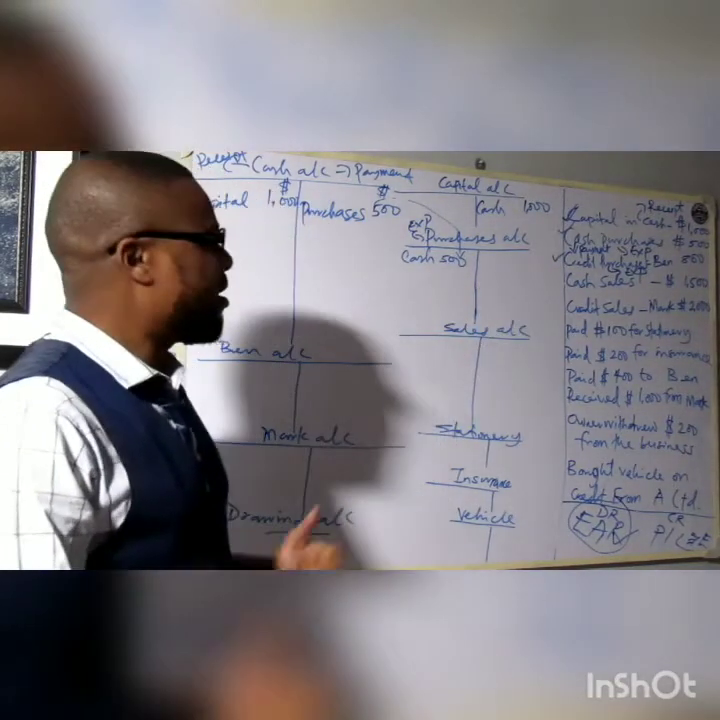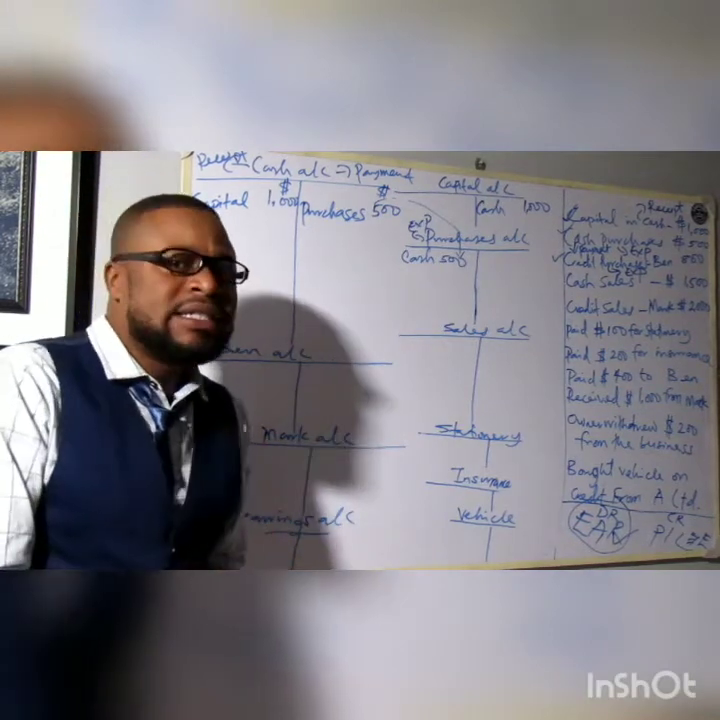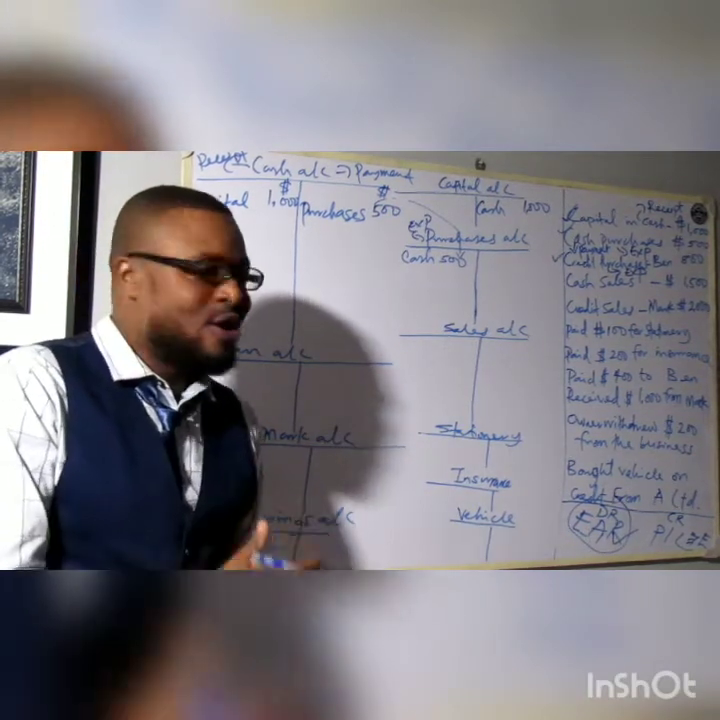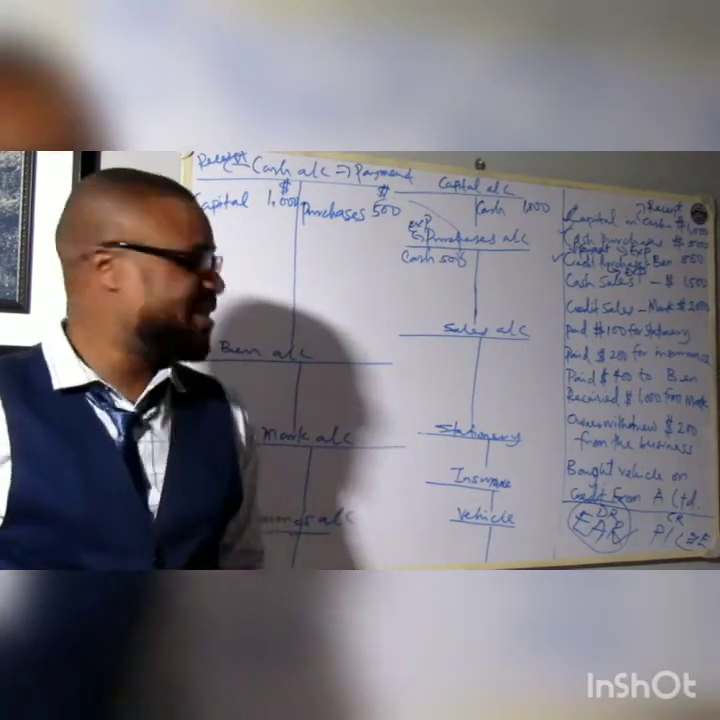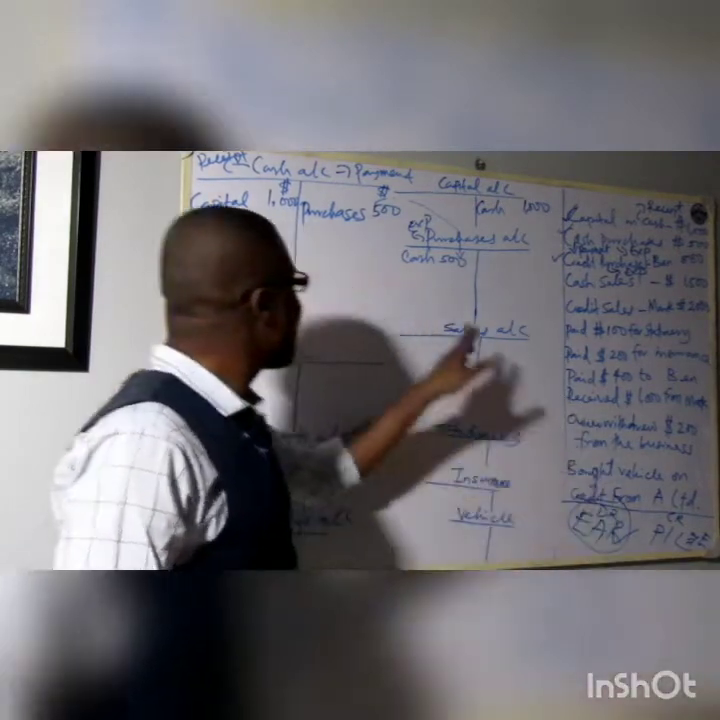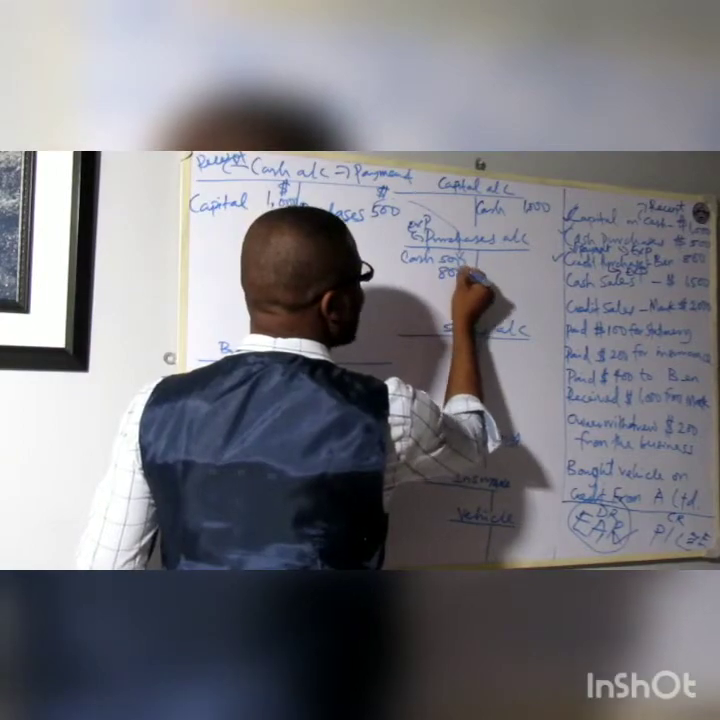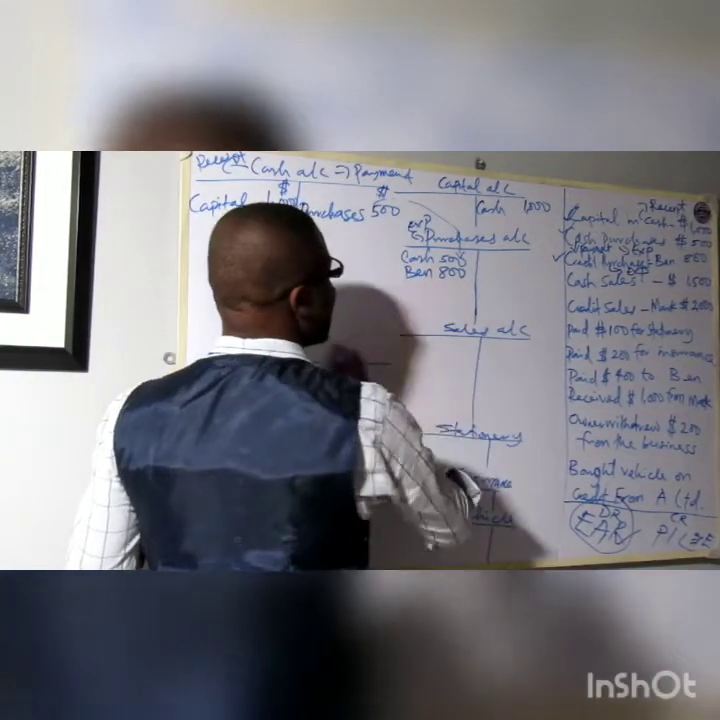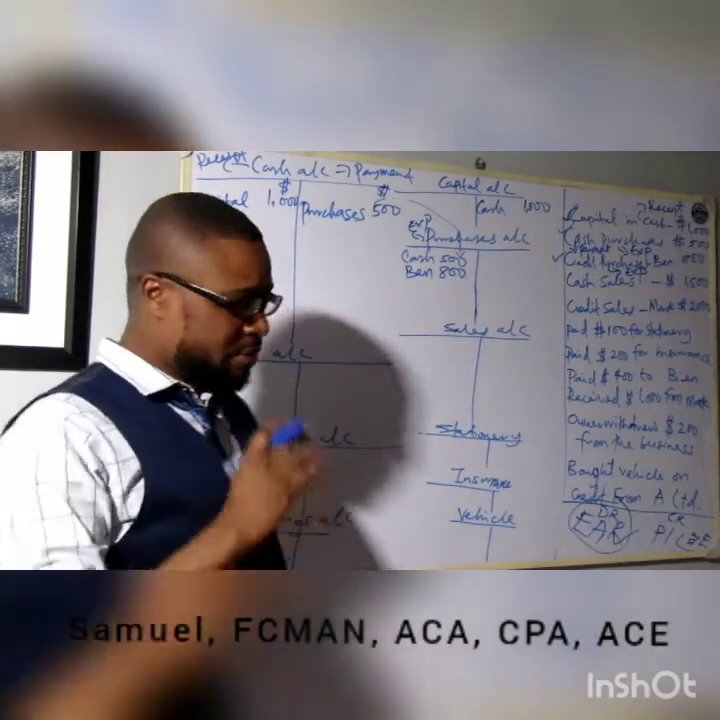Purchases account. Let us not forget, purchase will always remain what? Will always remain an expense. And expense falls under a debit. So you always debit your expense, then come here and debit your purchases. That is 800 from who? From Ben. Simple.